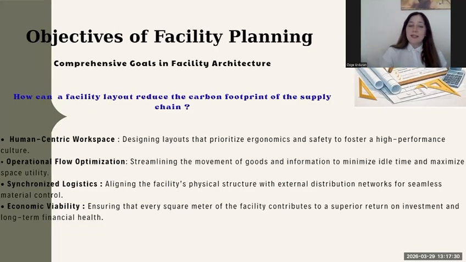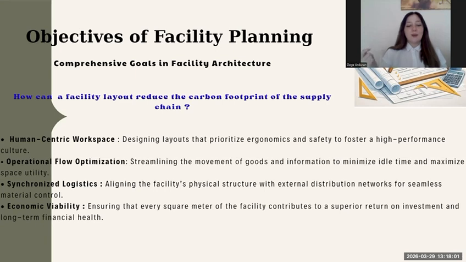Comprehensive goals in facility architecture. The design of a facility must go beyond simple aesthetics. It focuses on four critical pillars. The first, we aim for a human-centric workspace. It's not about just placing machines. It's about ergonomics and fostering a high-performance culture where employees feel safe.